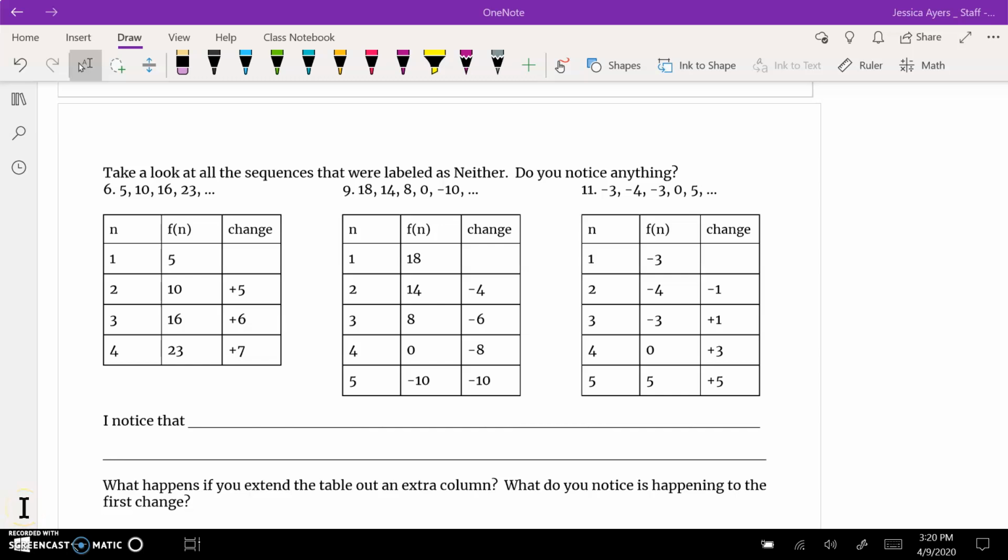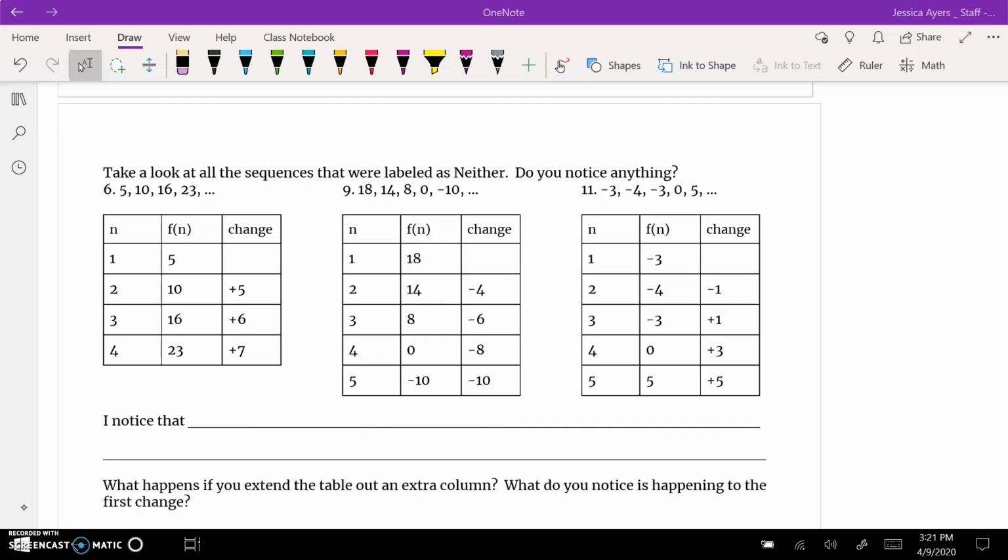In the last video, we left off with doing some examples in which you were deciding whether the tables were linear, exponential, or neither. 6, 9, and 11 all came out to be neither. So now we want to look and see what we can notice.